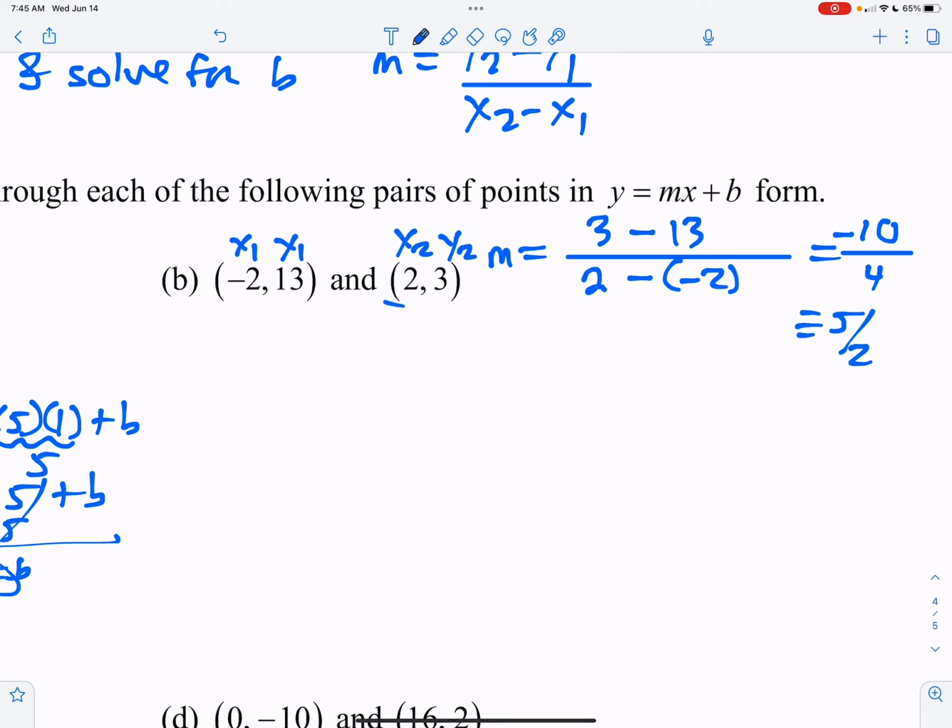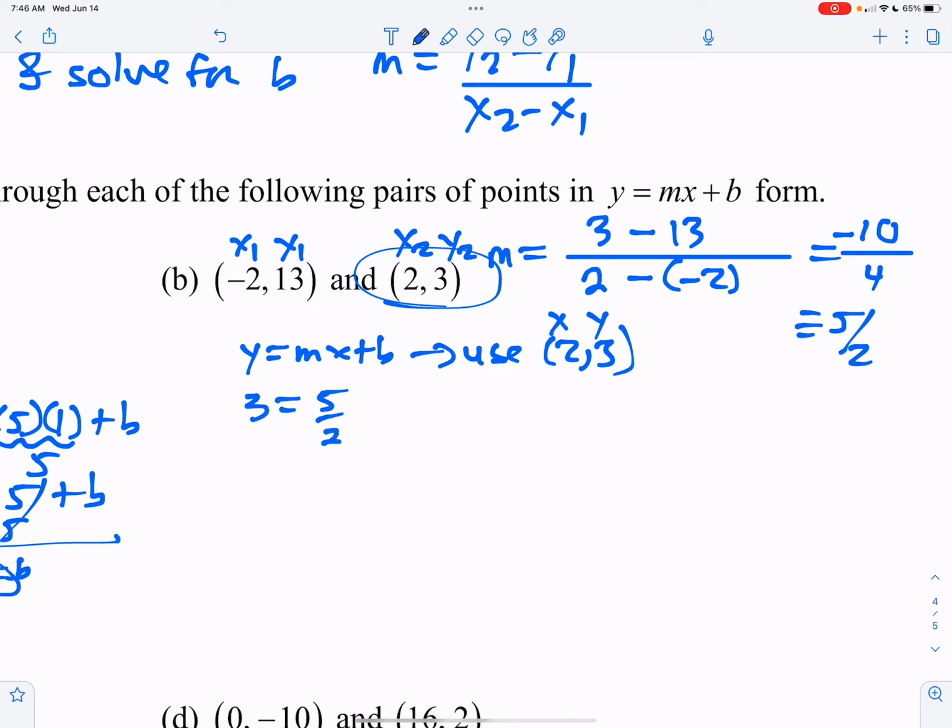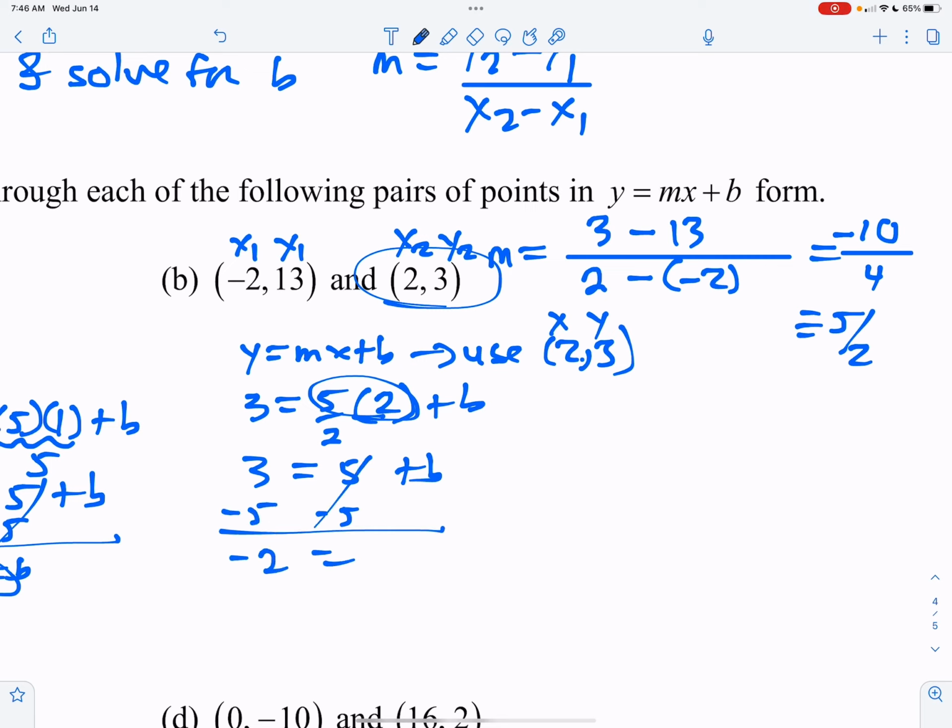Okay. I'm going to go ahead and choose this one this time. So y equals mx plus b. I'm going to use 2, 3 as my x, y. And so I'm going to go 3 equals my slope, negative 5 halves, times 2, plus b. Well, this is nice because 10 divided by 2 is 5, plus b, and that's equal to 3. Subtract 5, and b is equal to negative 2. So y equals my slope, negative 5 halves x minus 2.